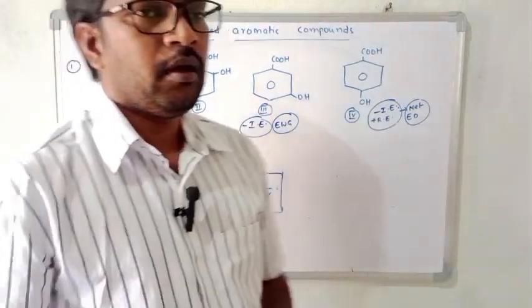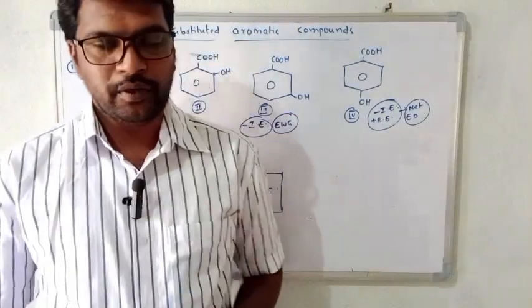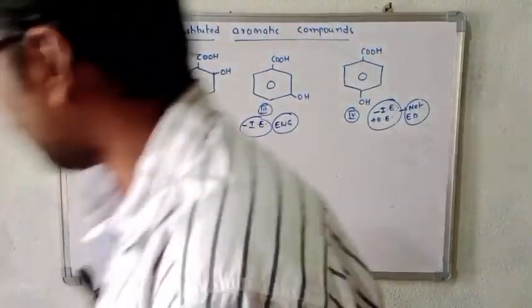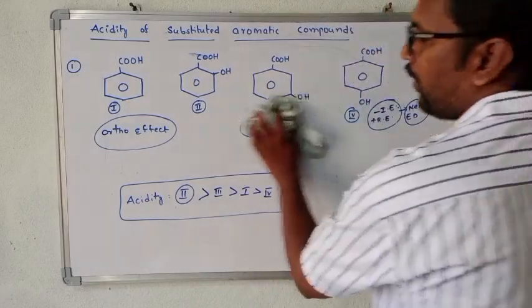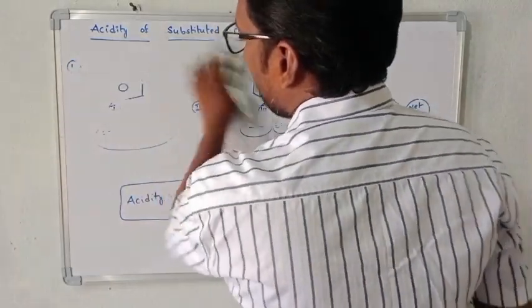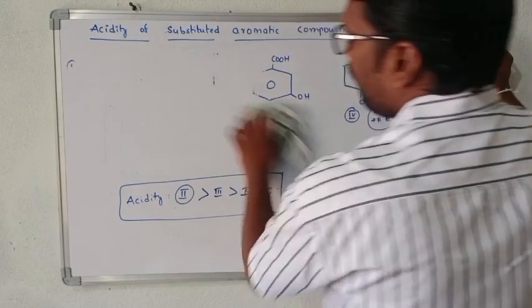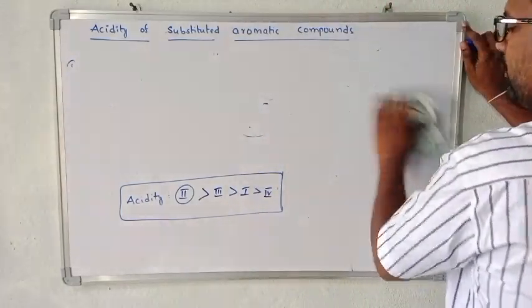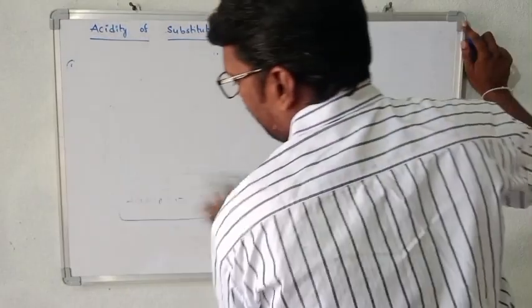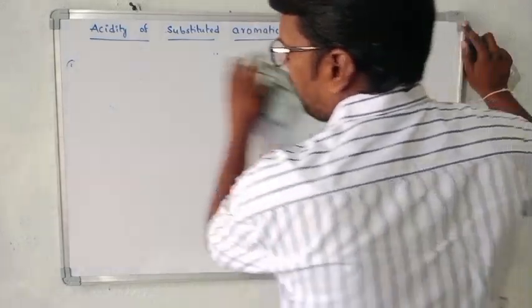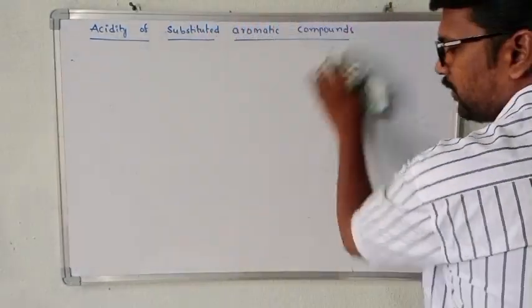This is about the OH group substituting benzoic acid. Next, we take another example. The first example was OH as a substituent on the benzene ring. Now we take another group present on the benzene ring, which can be taken as the second example.